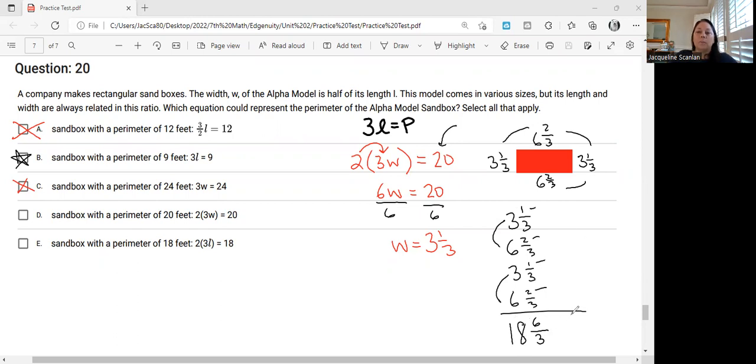Okay, so what we need to do is we need to take this 6/3 and rename it. Remember, 6/3, you could divide 3 into 6, and that would give you 2. So 6/3 is the same as 2 whole ones. All right, so instead of the 6/3, we're adding on 2. 18 plus 2 is, guess what? 20. That is our perimeter, and that was what our target was. So letter D is a correct equation.